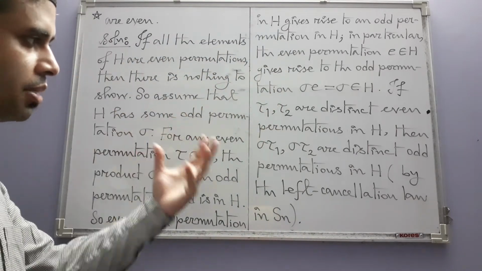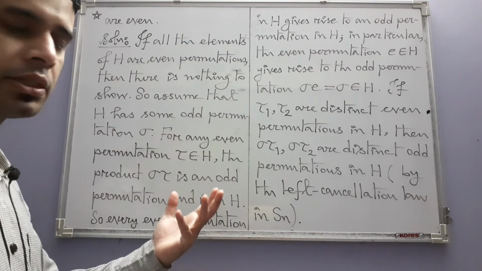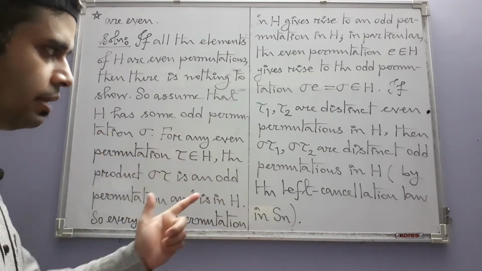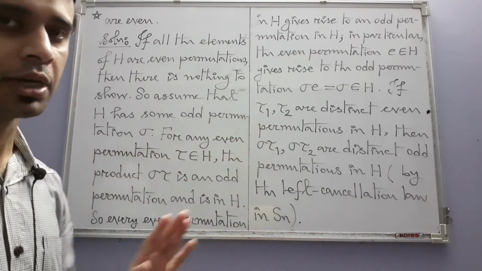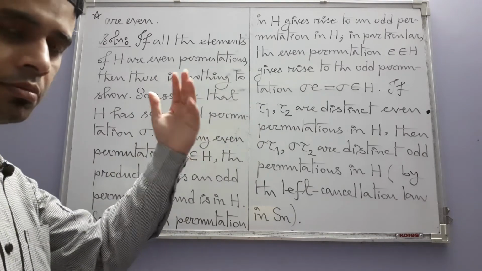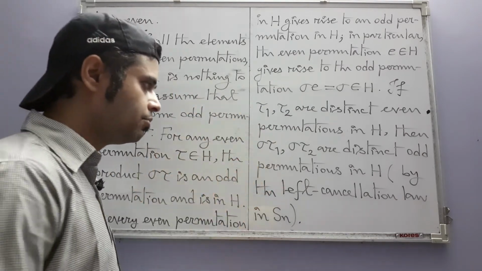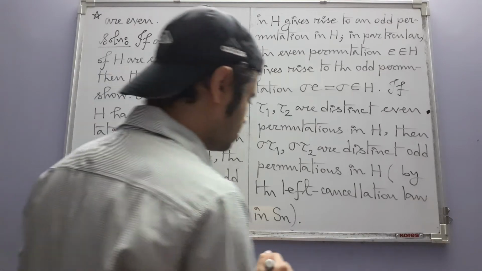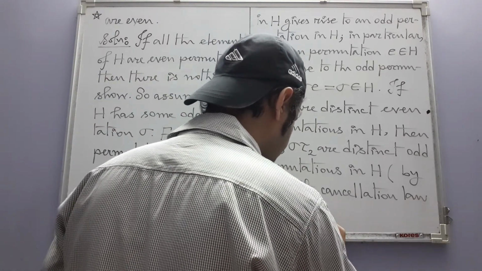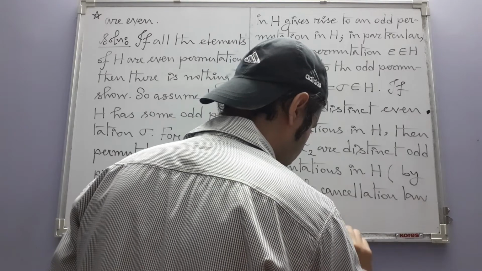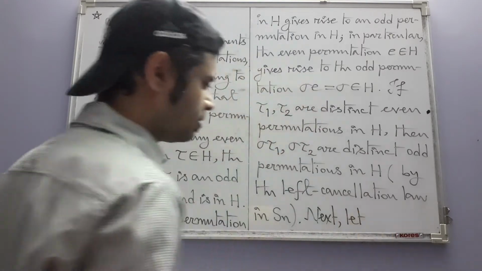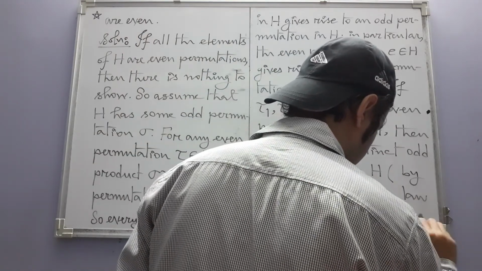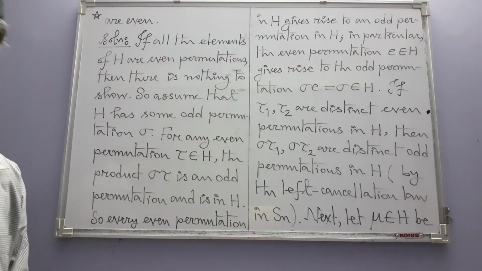So there are as many odd permutations in H as we have even permutations in H that appear in this manner. But can there be more odd permutations in H which may not appear in this manner from even permutations? Let's see. Next, let mu belonging to H be any odd permutation.